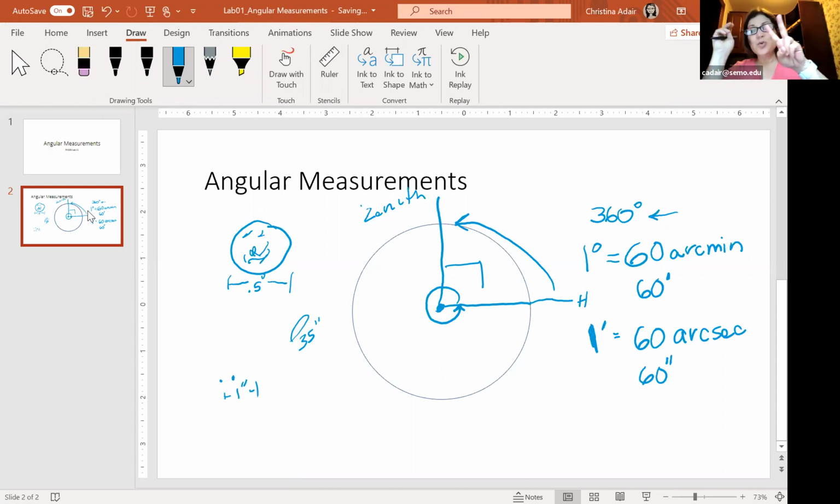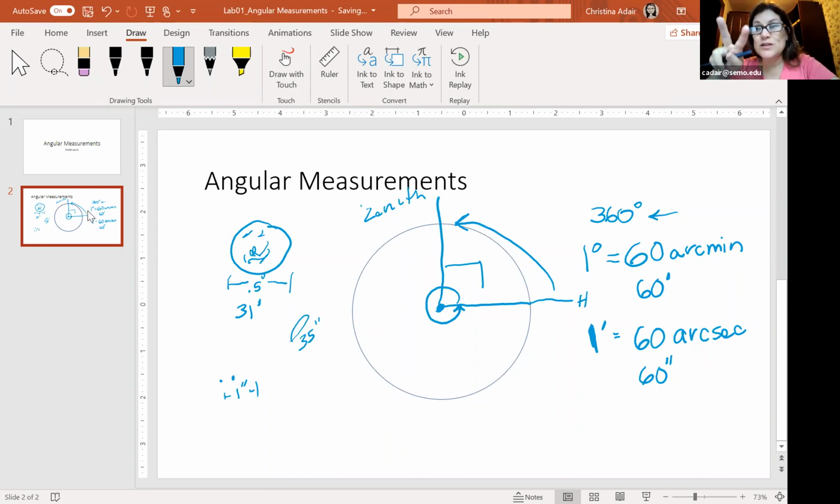So there are 2 things: we talk about how big an object is, or how much distance there is between objects. Okay, it's half a degree. I got it right. It's 31 arc minutes, or half a degree. I got it right.